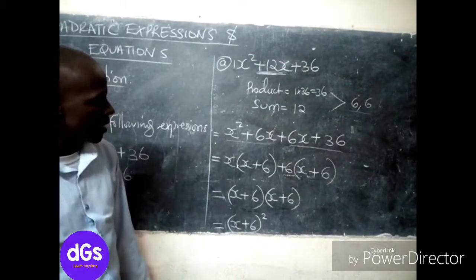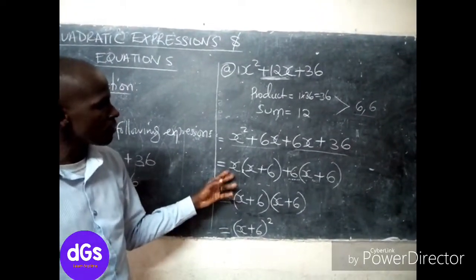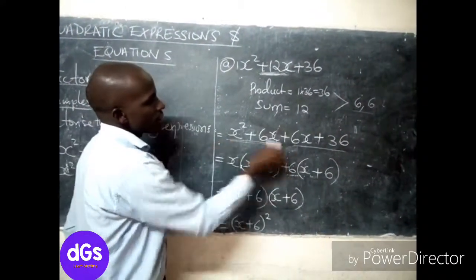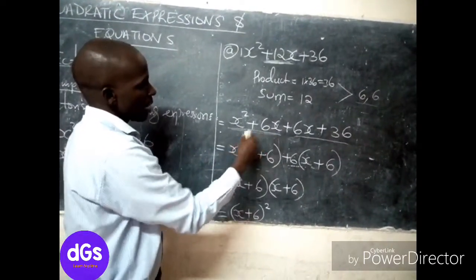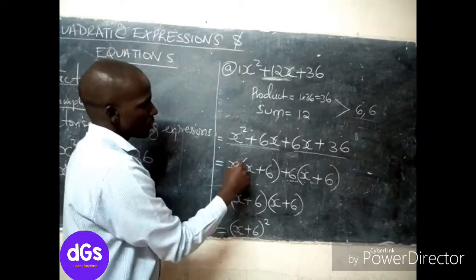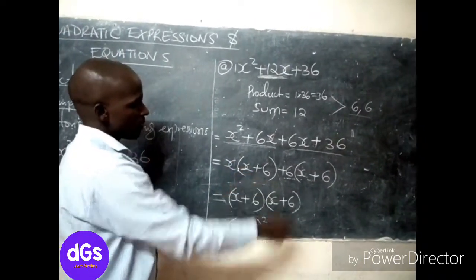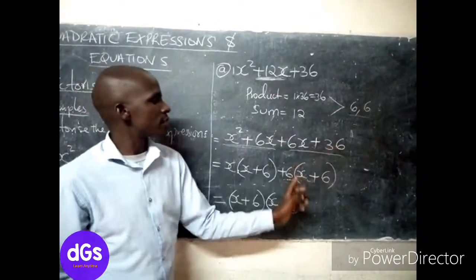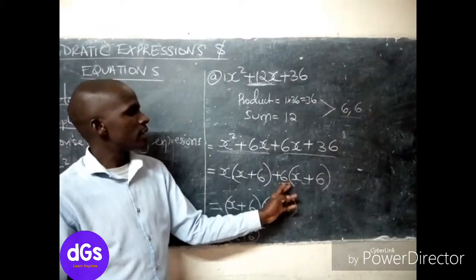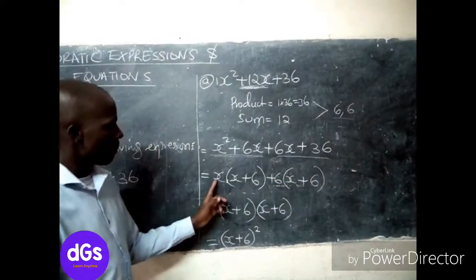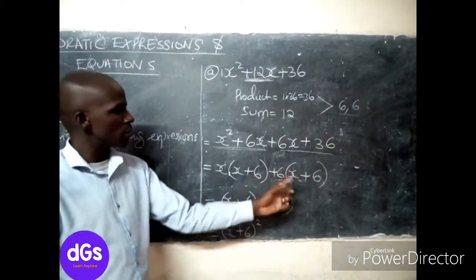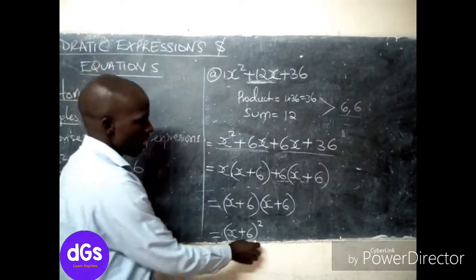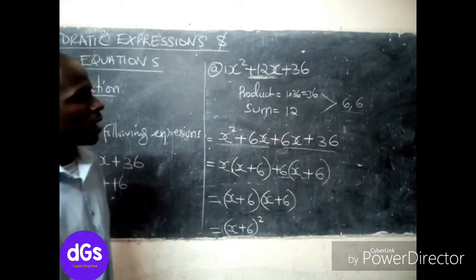And then after that, you consider this and also this. Pick out the common terms. So x is common in both cases, so you have x times x plus 6, and then here 6 is common, so you have 6 times x plus 6. Now pick this one and this one, then out of these two just get one, and there you have arrived at your answer.